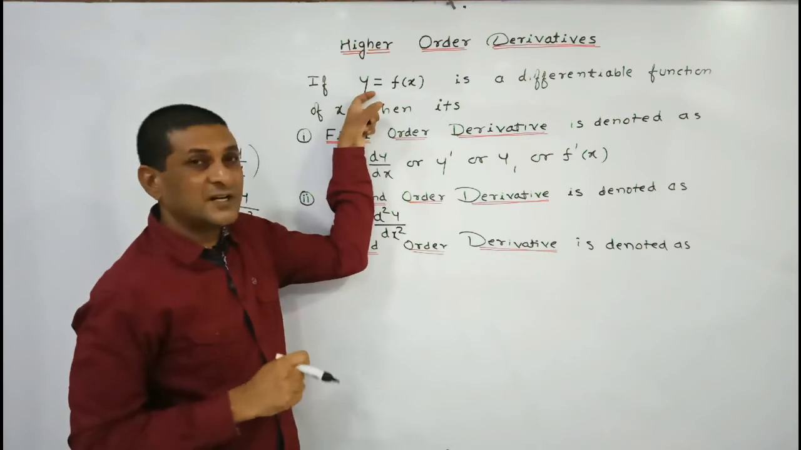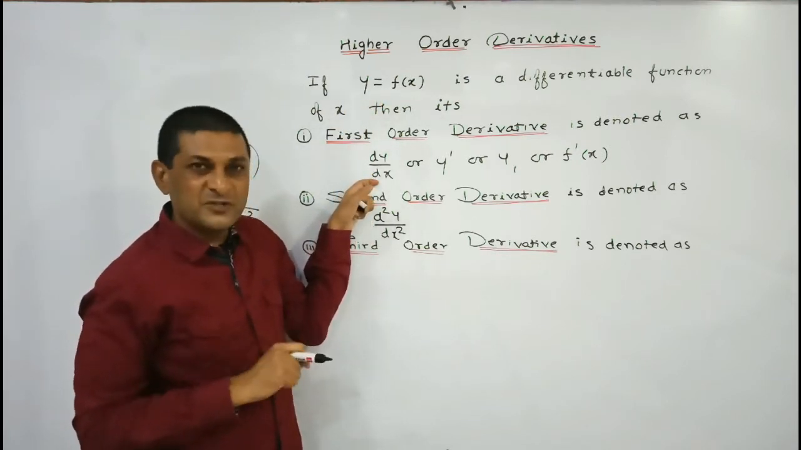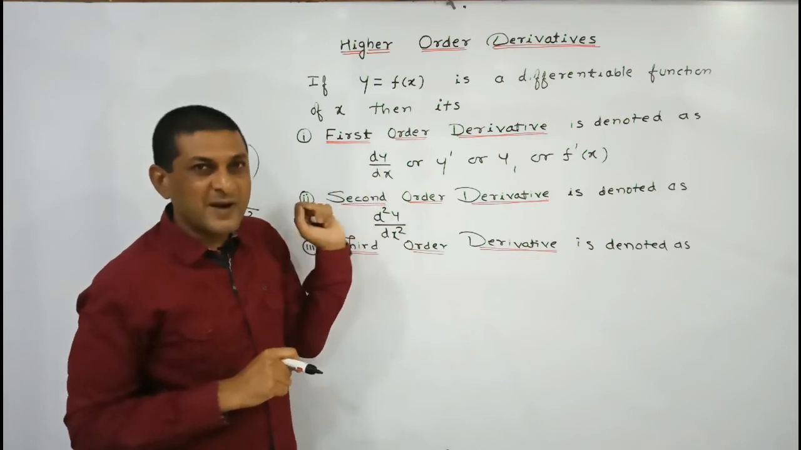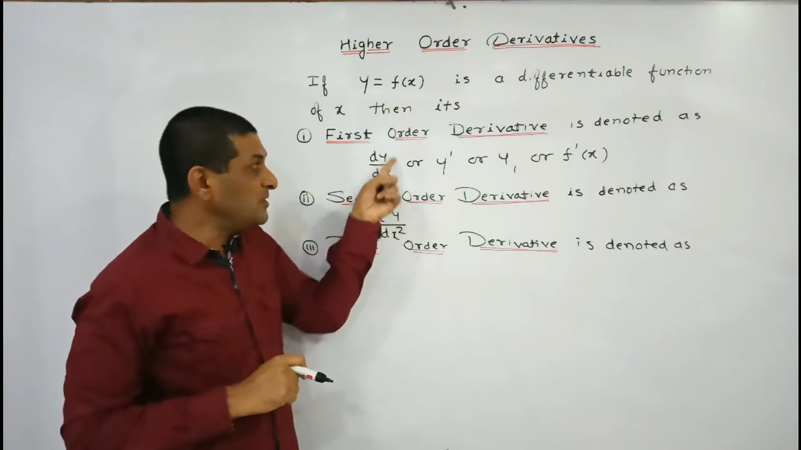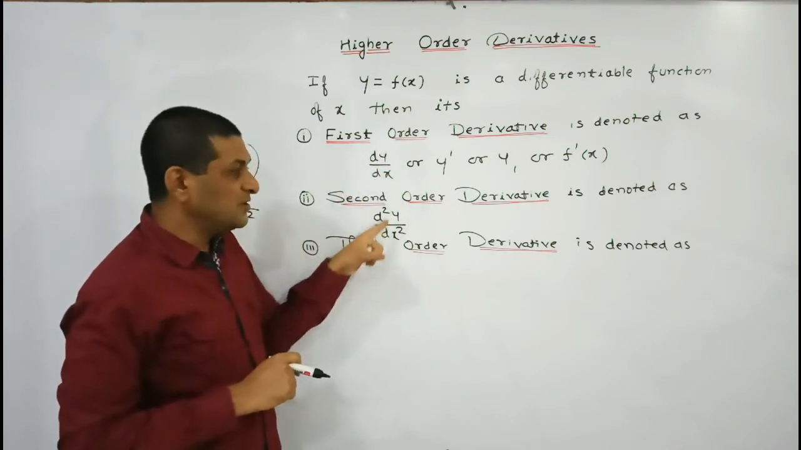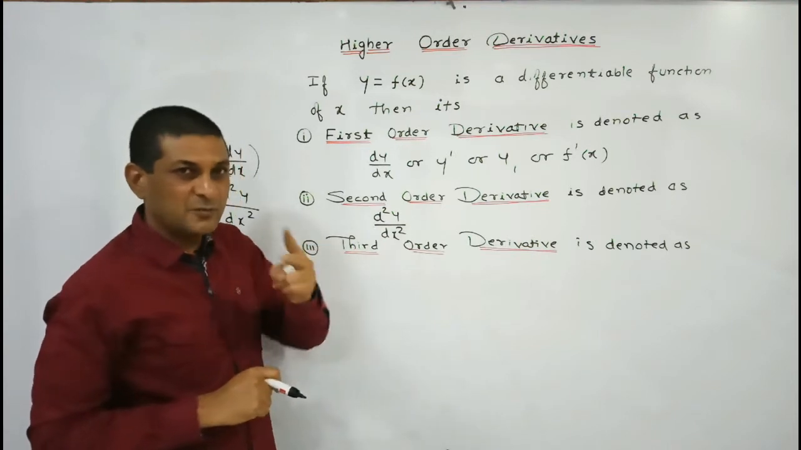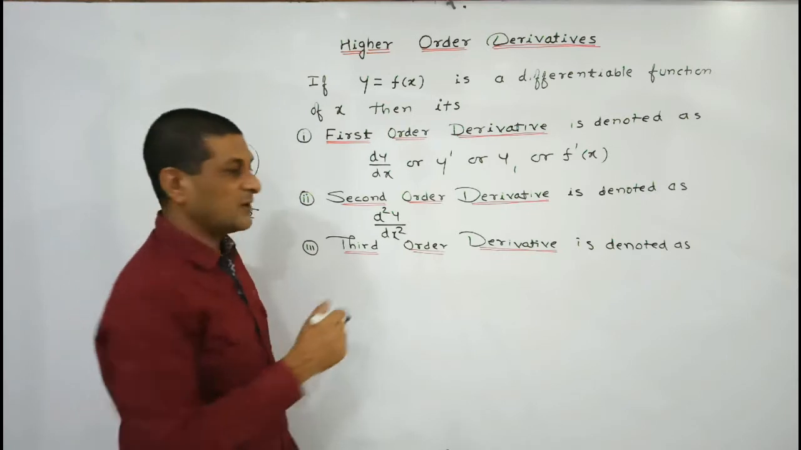Means if a function is there and we are differentiating it, then whatever value of differentiation we are getting, we are denoting it by dy by dx, and it is called the first order derivative. Now whatever value of dy by dx we have got, again if we are differentiating it, then the new result is called the second order derivative, because we are differentiating it a second time, means two times. That's why it is called the second order derivative.